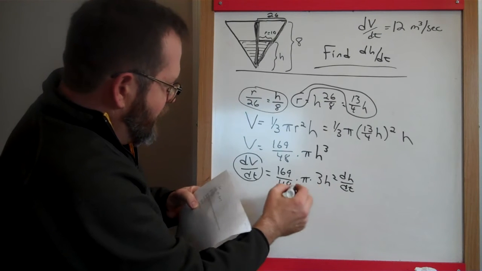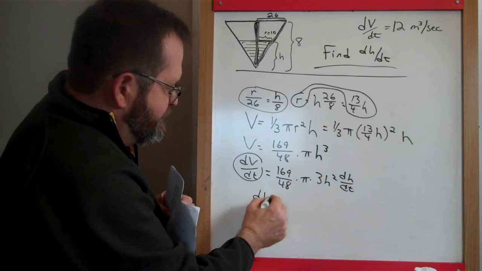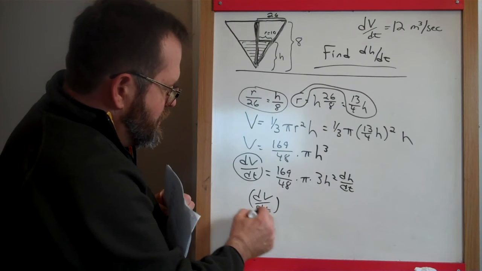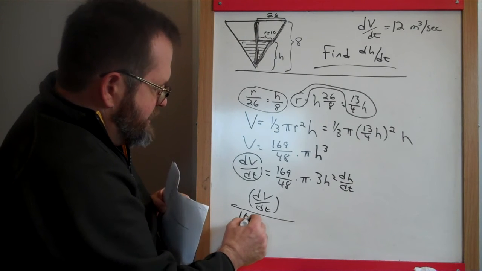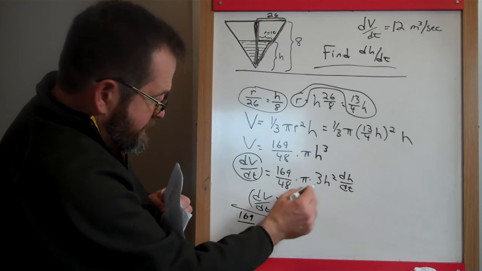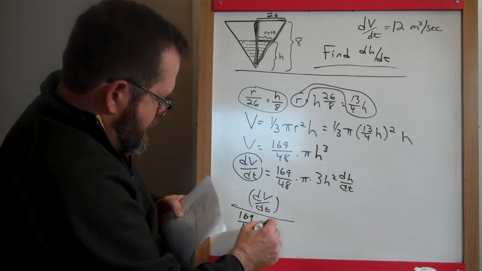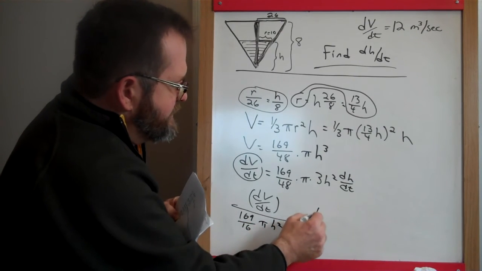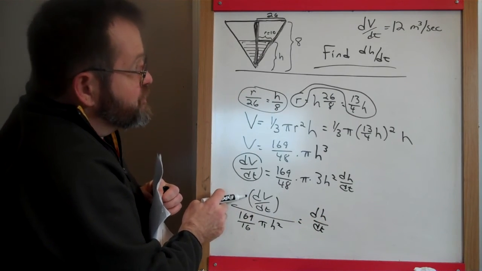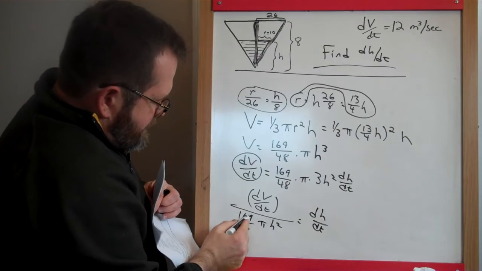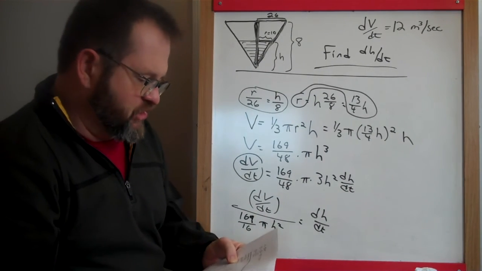In fact, if we just rearranged all this, pulled the stuff over to the other side here, it's ugly. It's dV dt all over 169 over 16, because some of these numbers are canceled. 16 pi h squared equals dh dt. All right, we have dV dt, that's just 12. This is just a horrible fraction. That's just pi, but we don't actually have h yet.